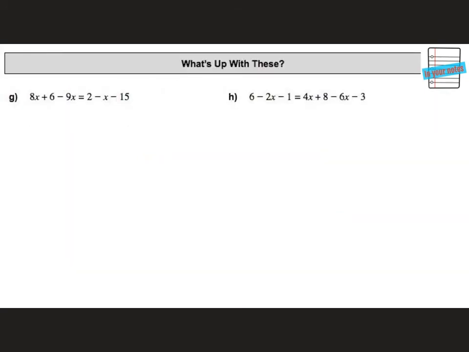All right, a couple to finish with here. What's up with these? So pause the video and try these couple of problems, and then unpause to check.